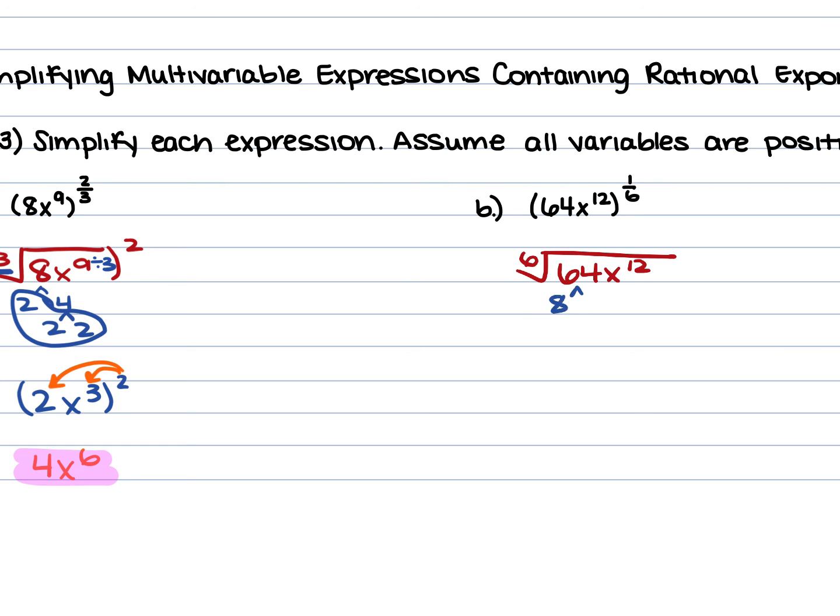The 64 is 8 and 8. 8 is 2 and 4. The 4 is 2 and 2. We need a group of 6. We have 6 2s. So there's 2 that we're going to pull out. That x to the 12th power, we're going to divide the power by 6. And that's going to give us x to the 2nd power.